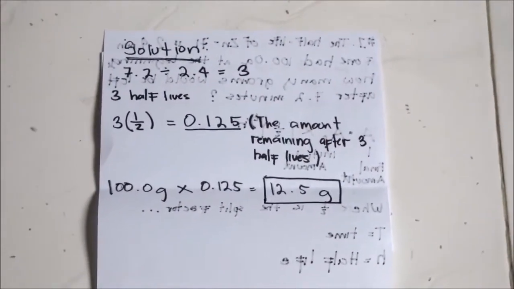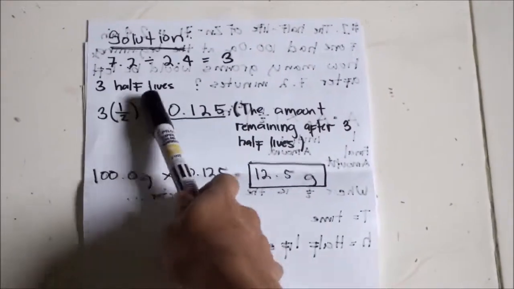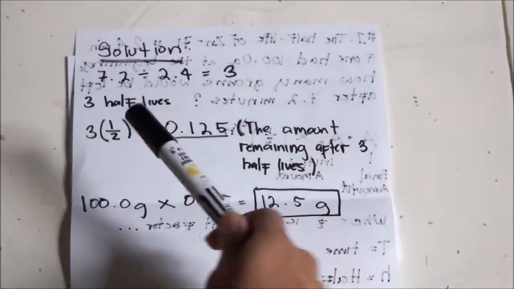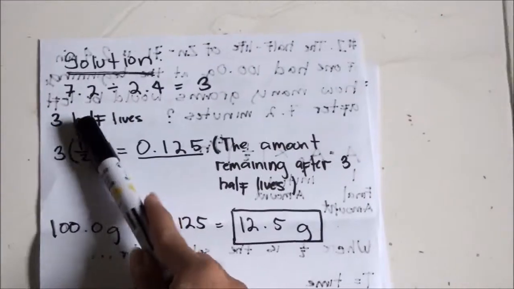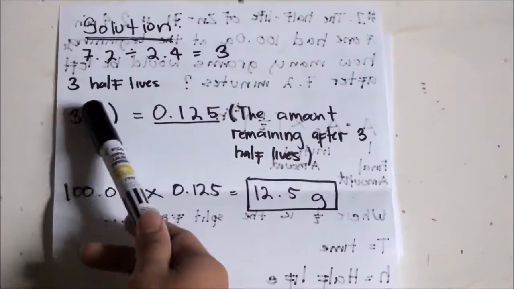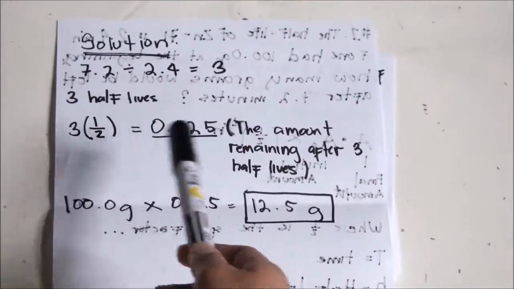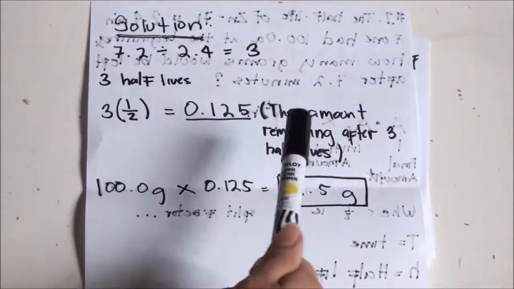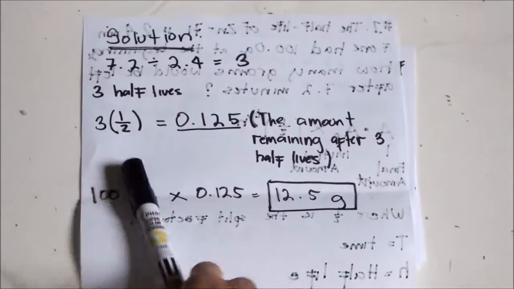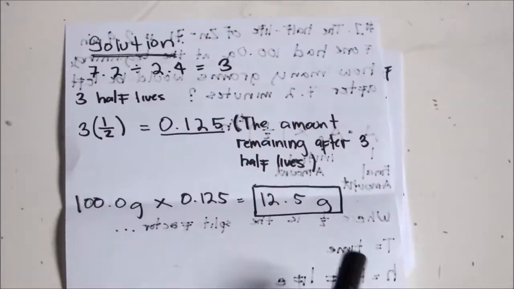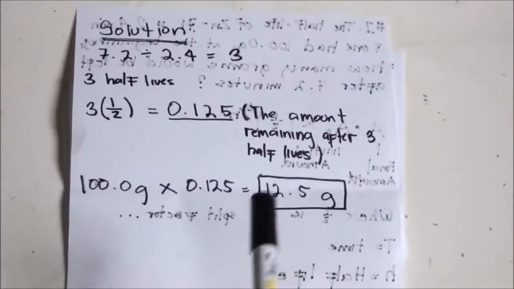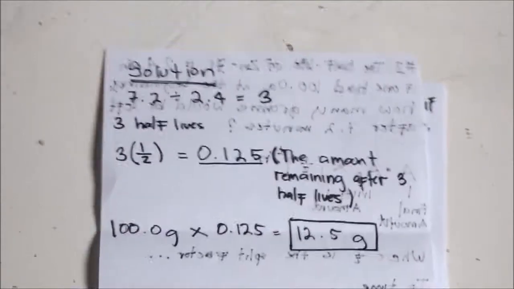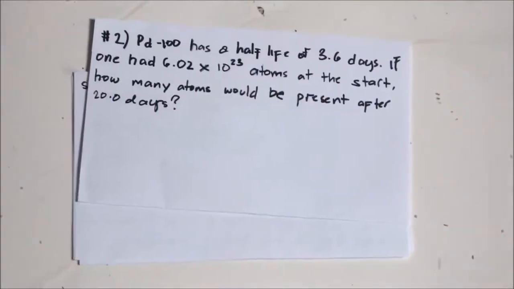You can just direct substitute it into your calculator. Just let me show you this method. First, I get the half-lives where I divide the time by the half-life, where I get 3: 7.2 divided by 2.4 equals 3. Then I multiply 1/2 three times and I get 0.125, which is the amount remaining after 3 half-lives. So I multiply 100 grams by 0.125 and I get 12.5 grams. Here's our answer.